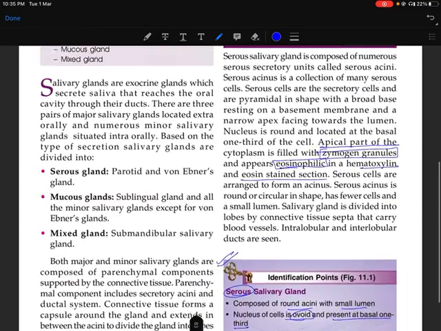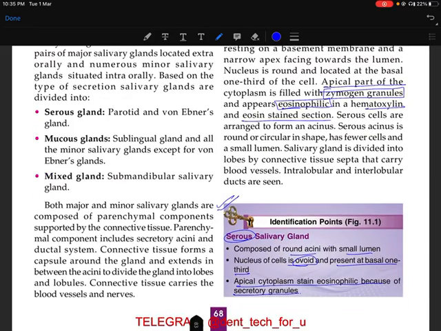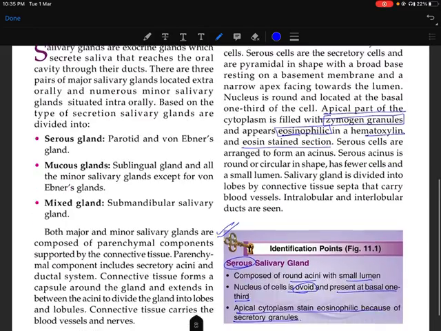It's quite easy. Now, serous glands: the parotid gland is a serous gland, and von Ebner, which is a minor salivary gland, is serous. Mucous: mainly the sublingual and all the minor salivary glands except for von Ebner because it's serous. Mixed means the submandibular salivary gland. It's mixed, but mainly mucous.